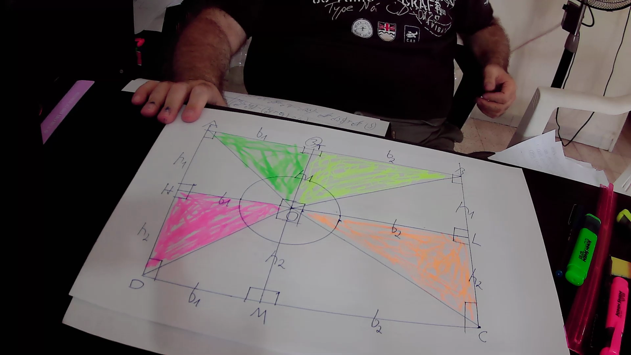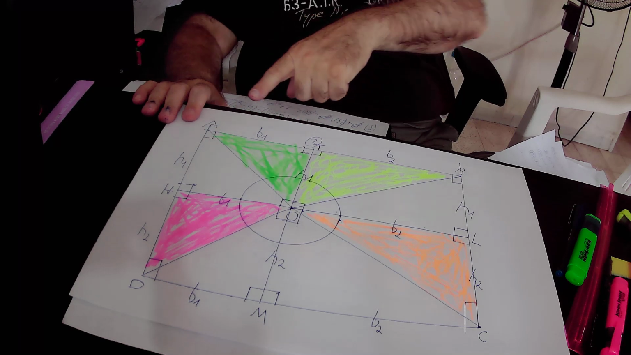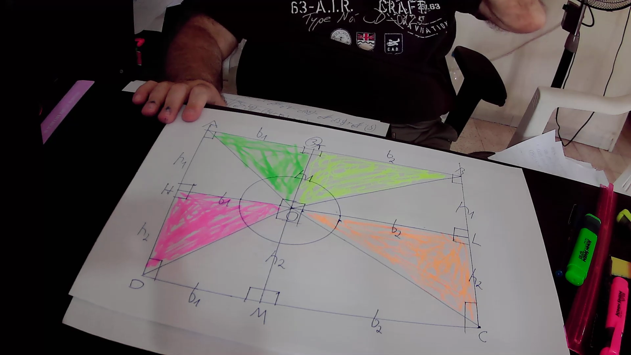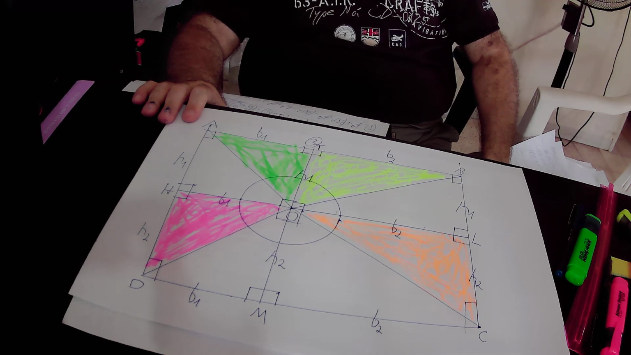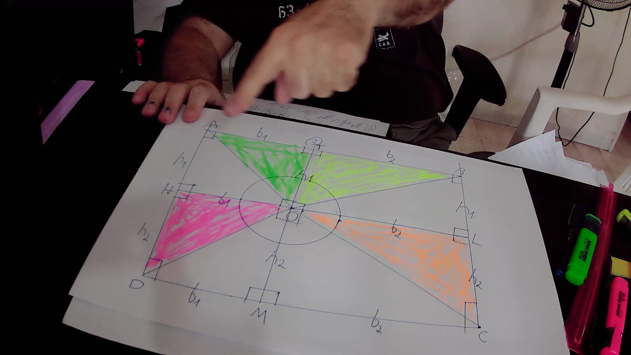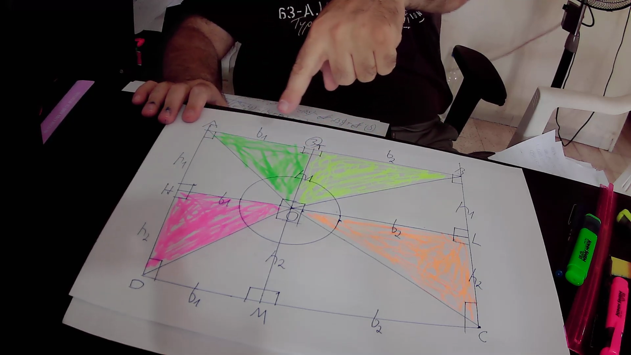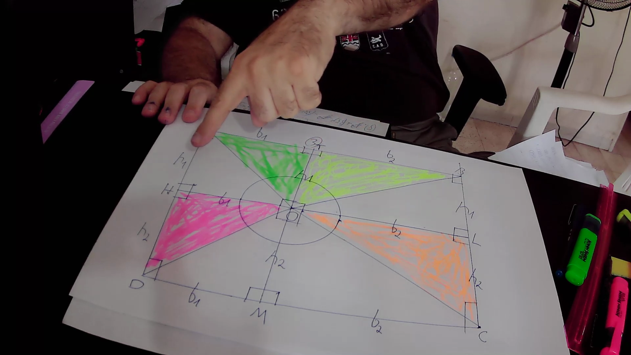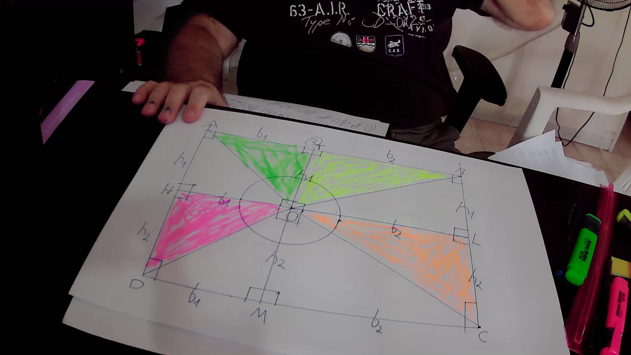Then we define side AH as H1, we define side HD as H2, we define side AT as B1, and side TB as B2. We know that the opposite sides of a rectangle are equal to each other. That is to say, in rectangle ATHO, side AT must be equal to side HO, but we know that AT equals B1, therefore HO must also be equal to B1. AH equals TO, but we know that AH equals H1, therefore TO must also be equal to H1.